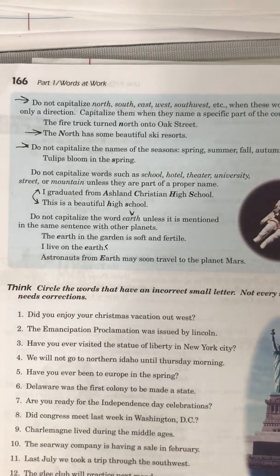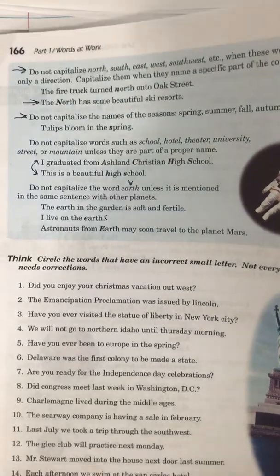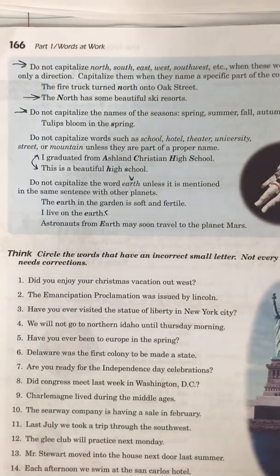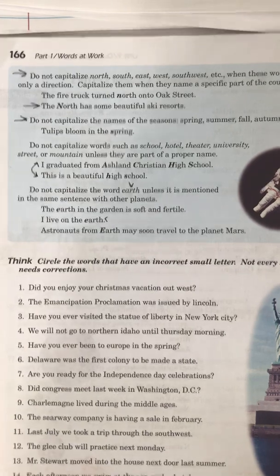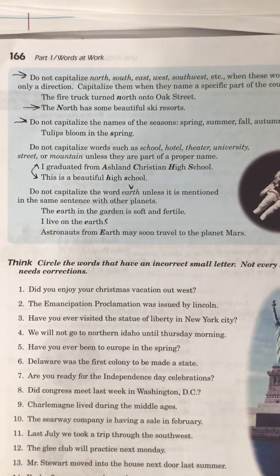So, interesting fact. So again, for think, you're doing the same activity that you did yesterday, except this time, instead of crossing out the small letters, you're going to circle the words that have an incorrect small letter. You're not going to correct it, but you're just going to circle it. So every time you see a word that should be capitalized, you circle it.